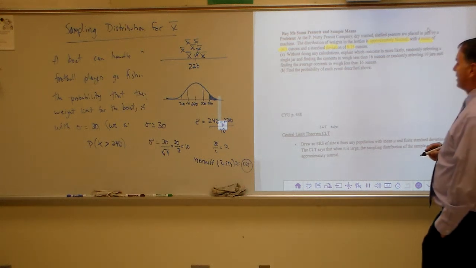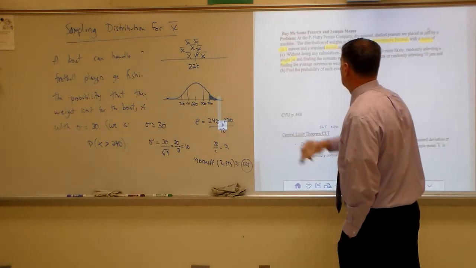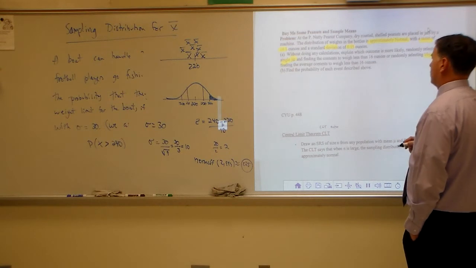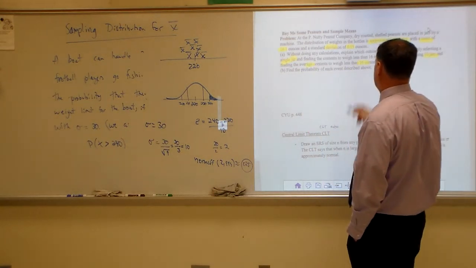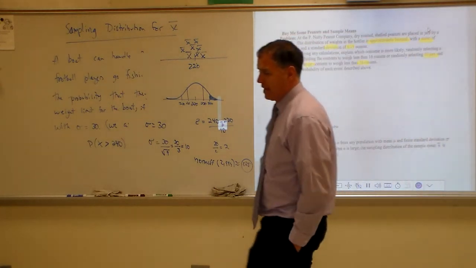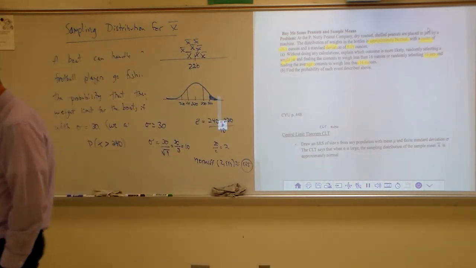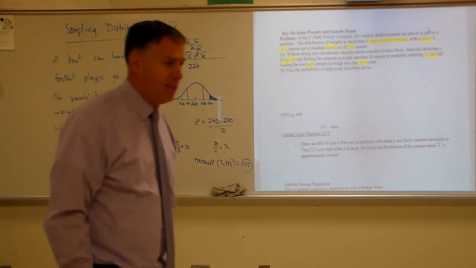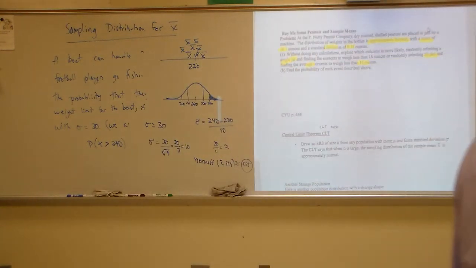Randomly selecting a single jar, finding the contents to weigh less than 16 ounces, or randomly selecting 10 jars and having the average less than 16 ounces. And then we're going to find the probability of each event above. So I want you to think about that. Okay? What do we think? Make a prediction first, and then in B, we'll verify the prediction.